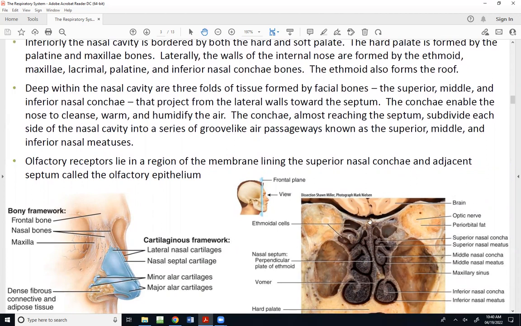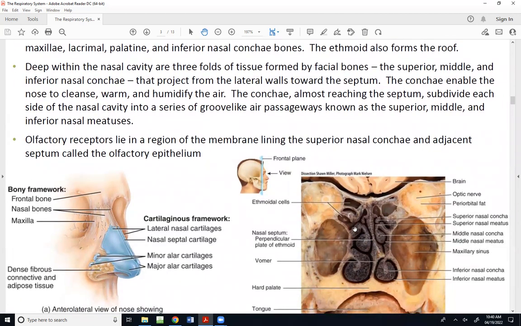The ethmoid is what forms the roof, and that's what we would call the cribriform plate, which we've talked about before. Deep within the nasal cavity are three folds of tissue formed by the facial bones, the superior, middle, and inferior nasal conchae, which you can see are these little hooks that are labeled as such, not to be confused with the meatuses that you see labeled there. These conchae project from the lateral walls towards the center of the nose, and they create these little channels that the air must flow through. Okay, you may have heard them described as turbinates before. That's what they also go by, but conchae is what your textbook describes them as, so that's what I'll go with.